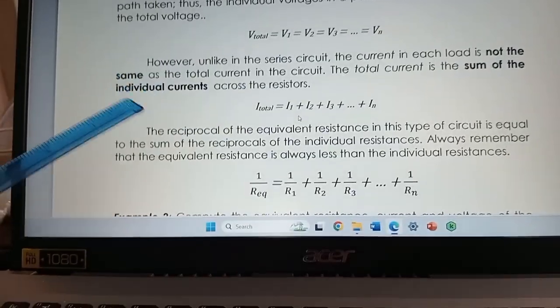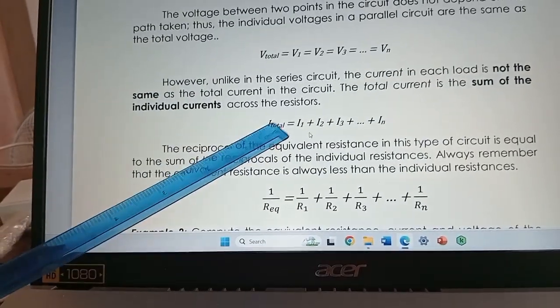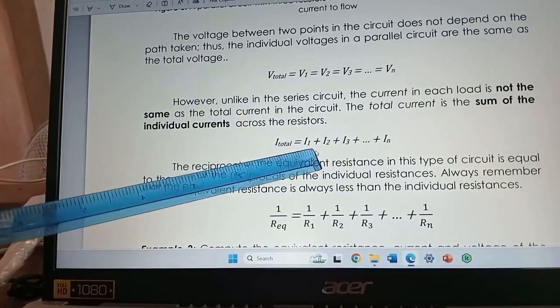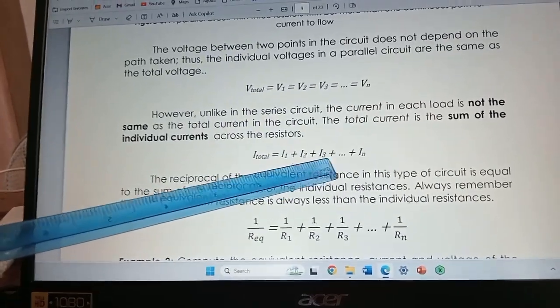However, in a parallel circuit, the current in each load is not the same as the total current in the circuit. The current in each load or any section of the diagram does not equal the total current. The total current is the sum of the individual currents across the resistors. So I total is equal to I sub 1 plus I sub 2 plus I sub 3, and so on and so forth.